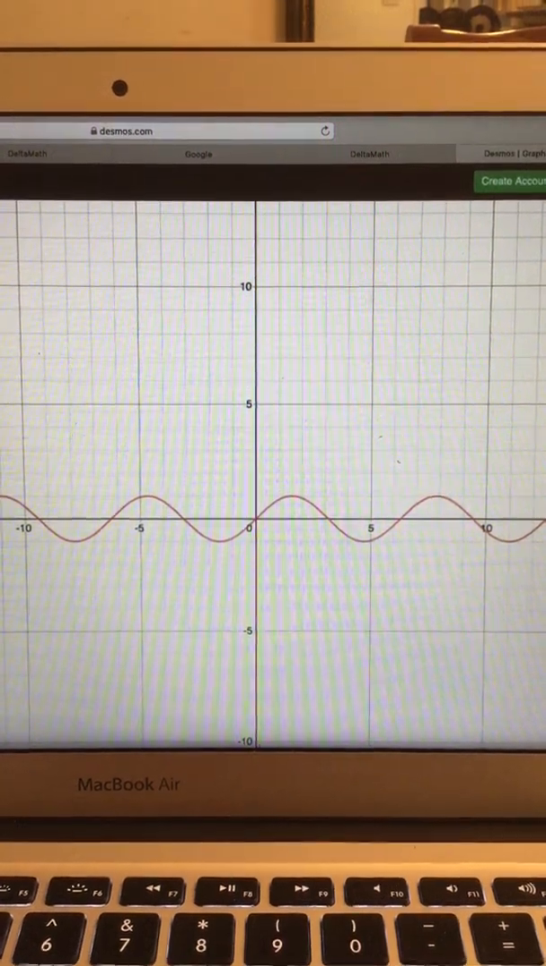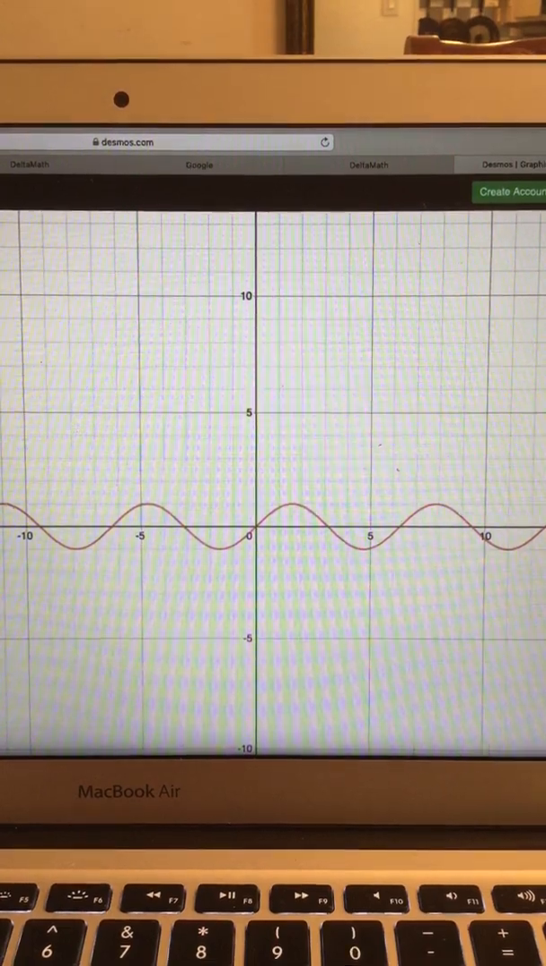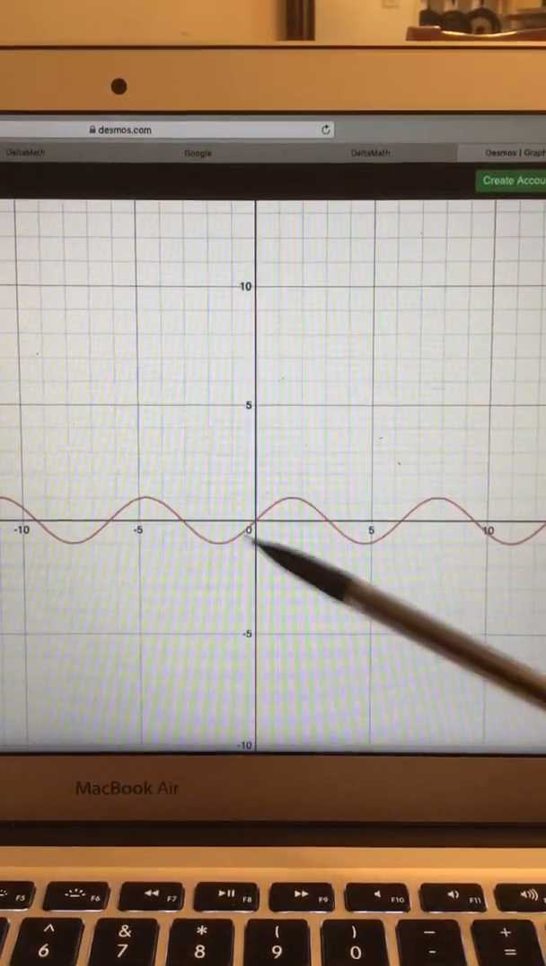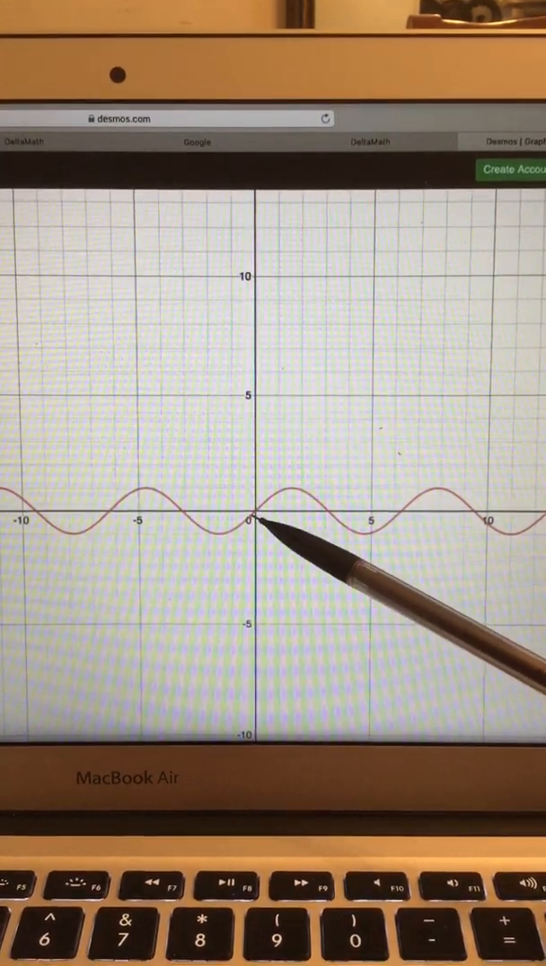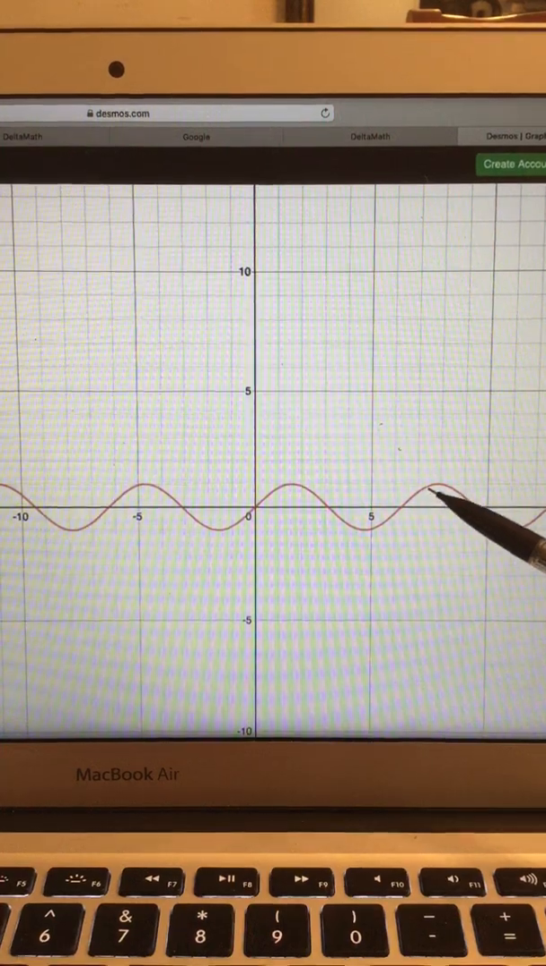All right, here we are with Desmos. I said I was going to use Khan Academy. I don't know where that came from. I'm really using Desmos. This is a Desmos graph. This is a sine curve. I can see it going up and down, up and down.